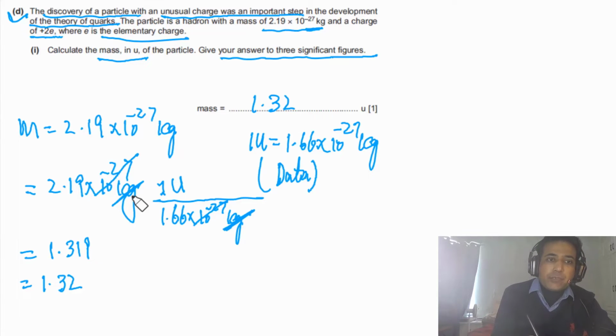Always follow this one. In this case we need u, so we can write u in the numerator. We want to get rid of kg. We can write 1 u is equal to how many kg here. Then you can cancel and you can find the final answer.